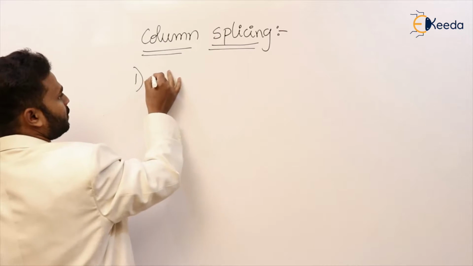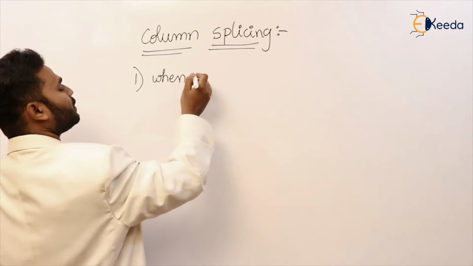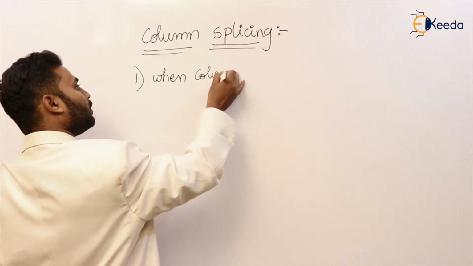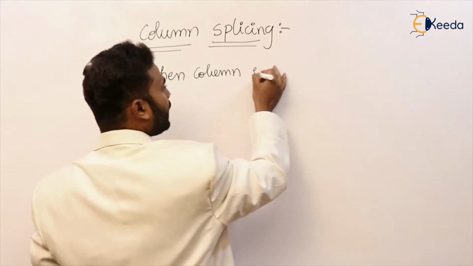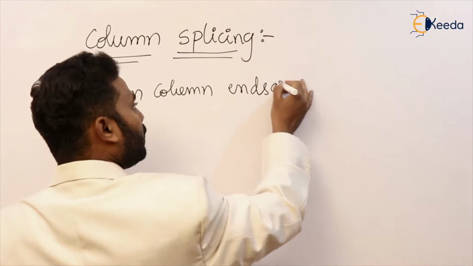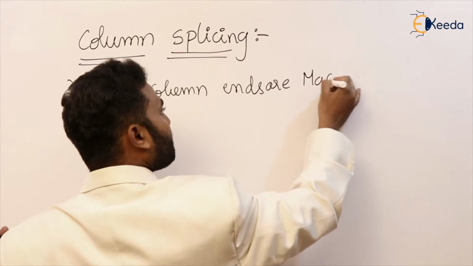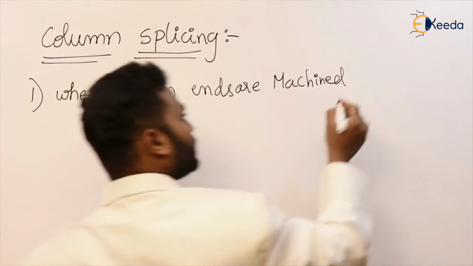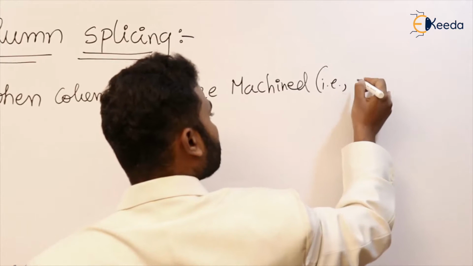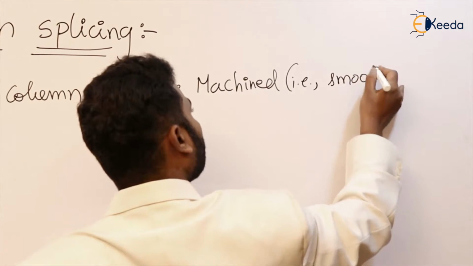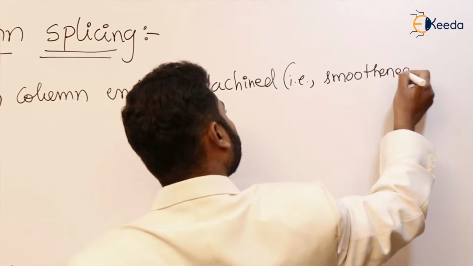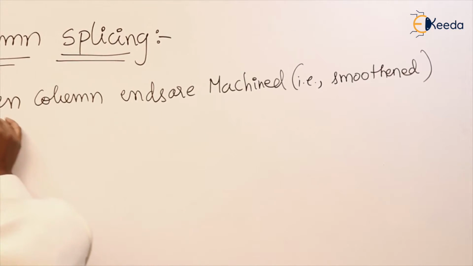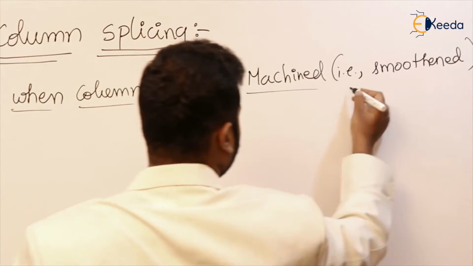So first, when column ends are machined, that is, smoothened. What is the meaning of it? Just in the diagram I will show.